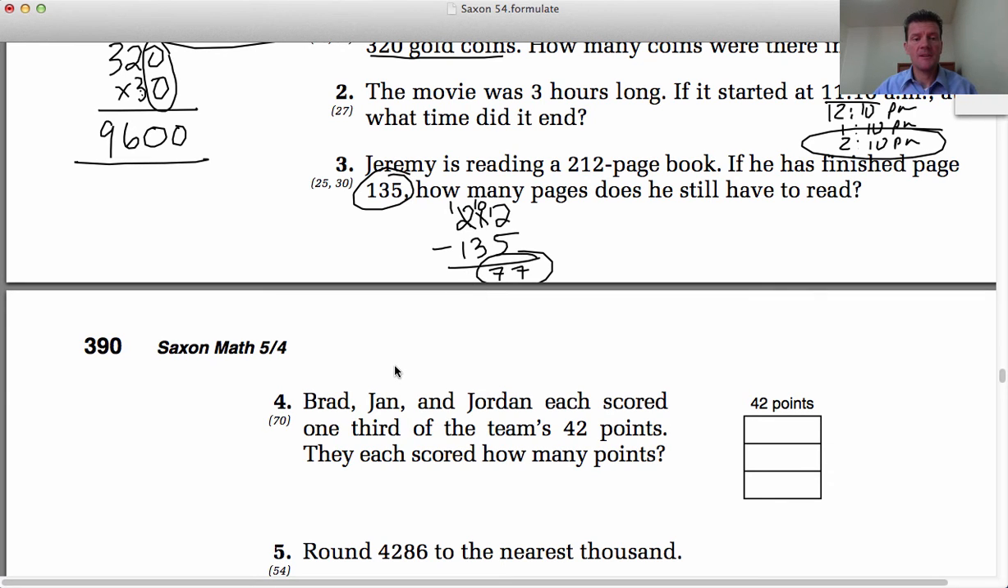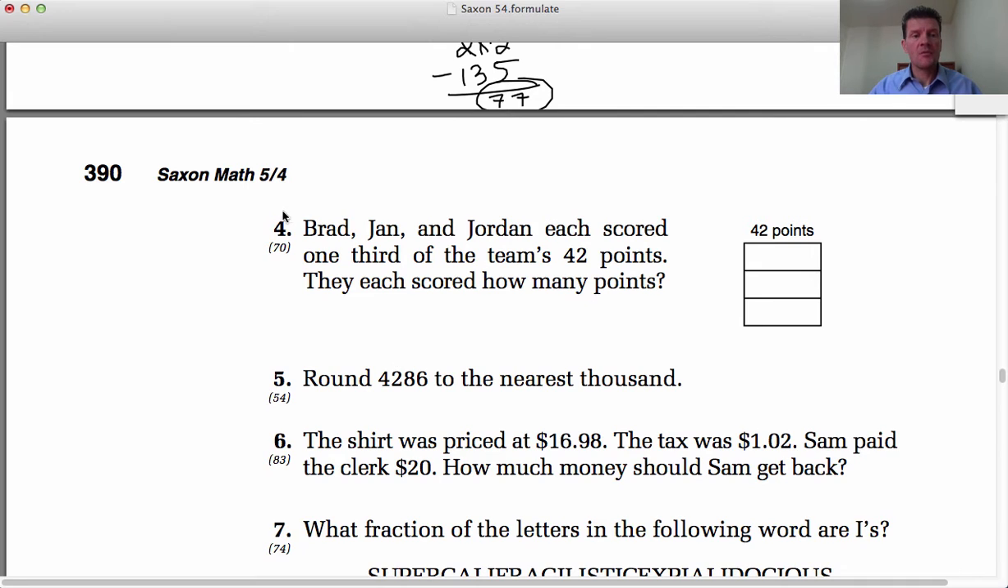Either way works. Okay? Number 4, Brad, Jan, and Jordan each score 1/3 of the team's 42 points. So you have 3 players right there, and they can make a total of 42 points. And they each score the same number of points. So 1/3 of the points go to Brad, 1/3 to Jan, and 1/3 to Jordan.